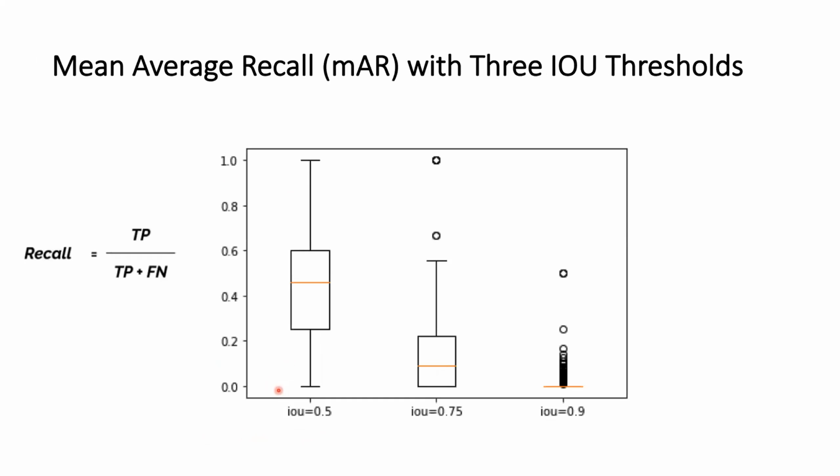And for the same idea, we can calculate the recall. Recall is true positive divided by true positive plus false negative. Here we don't have to deal with the false positive, because everything starts from the ground truth. You can see that the score looks better compared to the average precision.